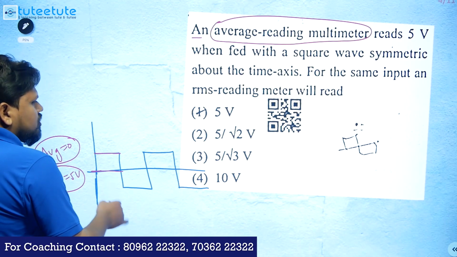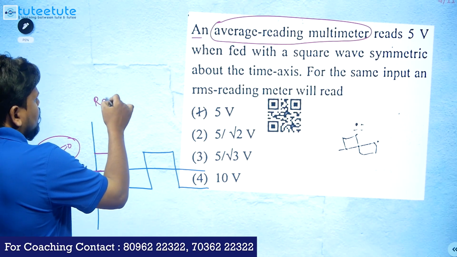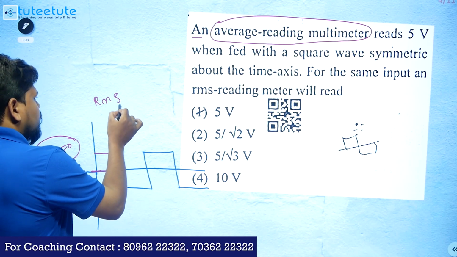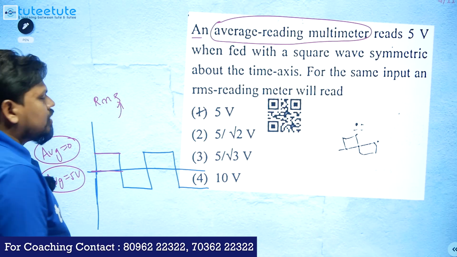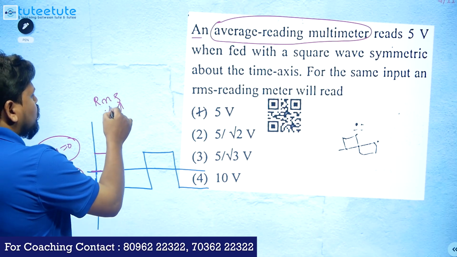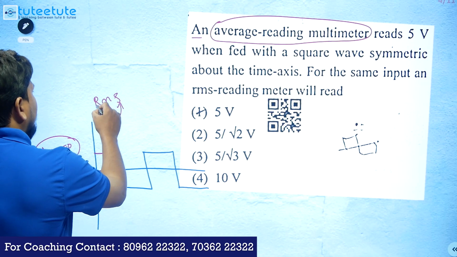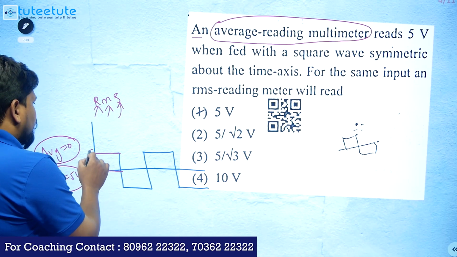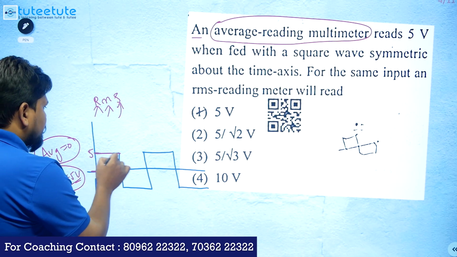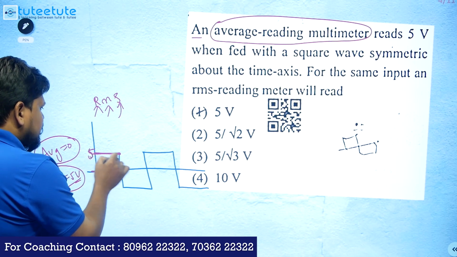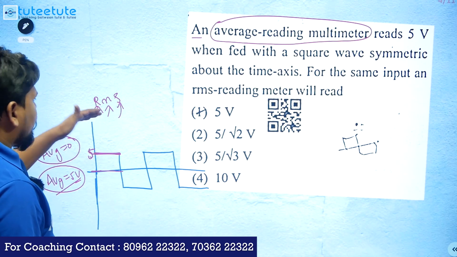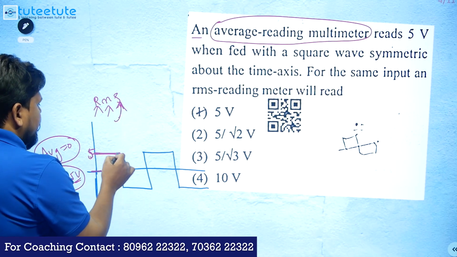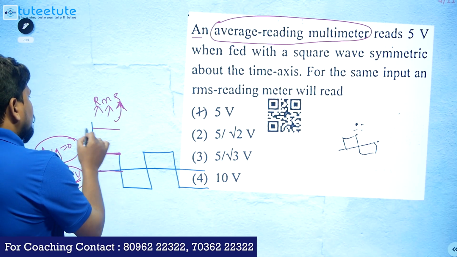RMS means root mean square. So what do we have to do? First we have to square this signal, then calculate the mean, then calculate the root of that. For example, we already have the average value from here to here as 5, so this value is 5. First we square: if you square 5, it becomes 25.